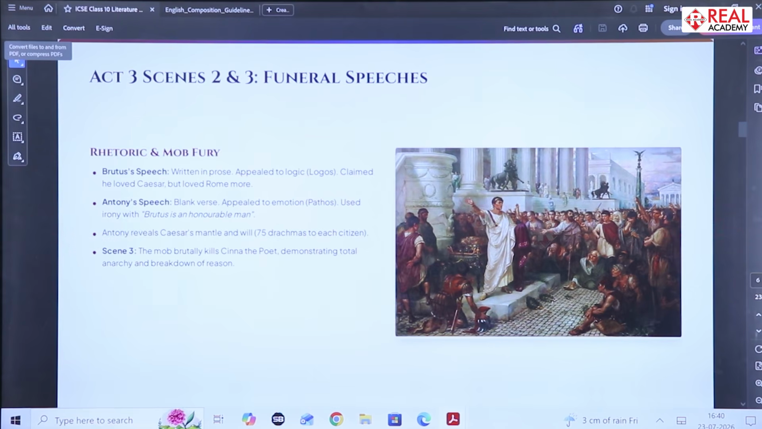Finally, he reads the will, revealing that Caesar has left money to every Roman citizen, 75 drachmas to each, and has gifted his private gardens and parks to the people for public use. Antony reveals Caesar's mantle and will. The crowd becomes furious. They realize Caesar truly cared for them and that they have been deceived by the conspirators. Filled with anger, they vow to kill Brutus, Cassius, and the other conspirators.